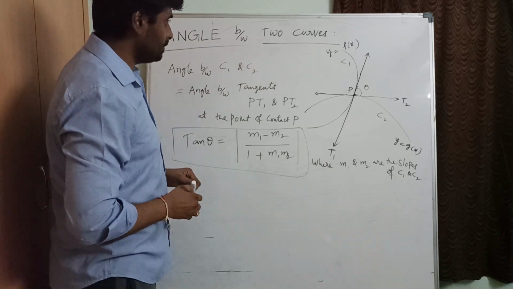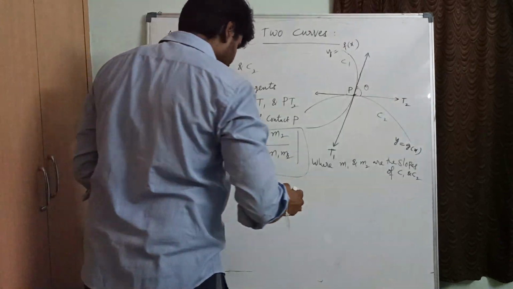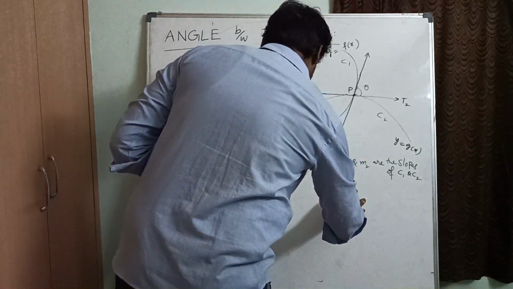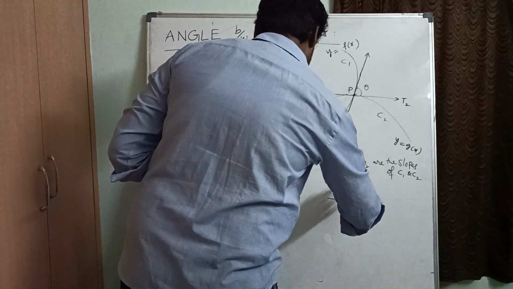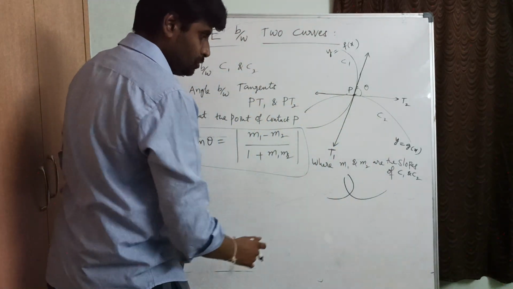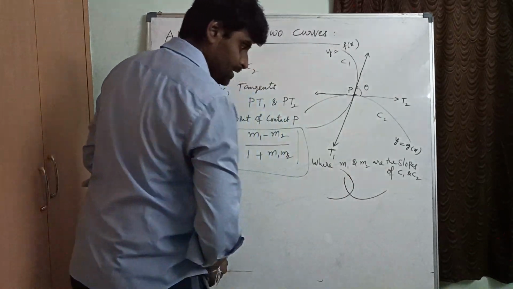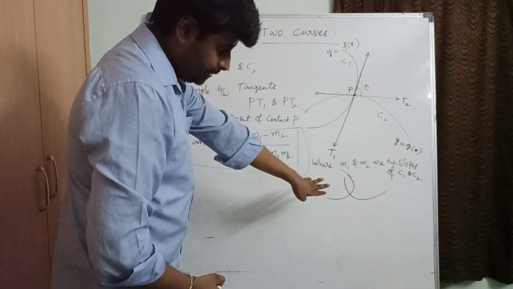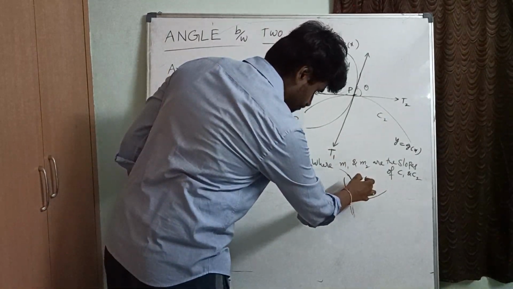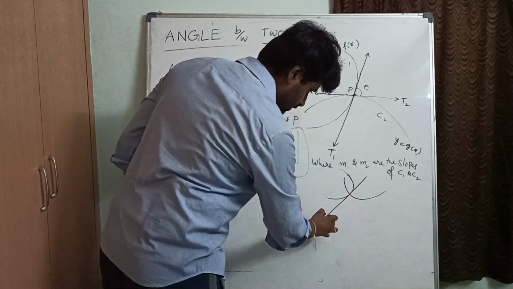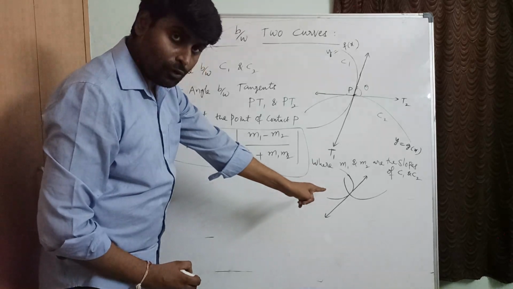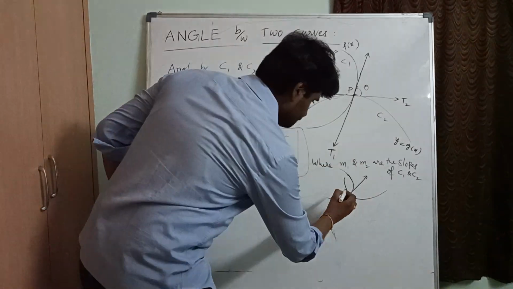Here we have one more concept. Generally, for example, let me take a curve. Now let me take two curves like this. If you draw two tangents, let me draw one tangent for the first curve. So this is the tangent for the first curve. Now let me draw one more tangent to the second curve.